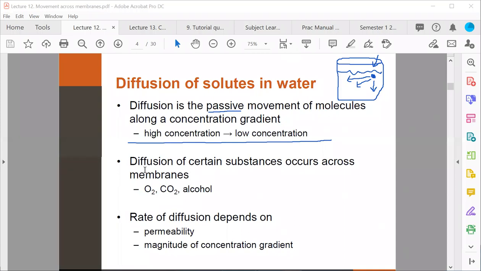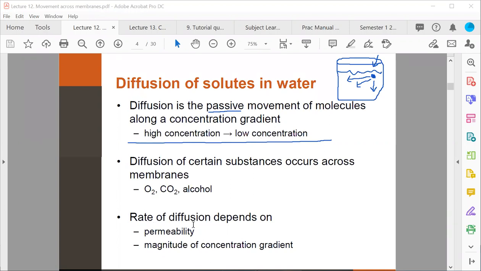All right, so that brings us to diffusion of substances across membranes. Some substances can diffuse directly through the plasma membrane, through any membrane. They don't need any transport proteins. They can just move straight through the lipid bilayer. Here are some examples: oxygen, carbon dioxide, alcohol. These are all substances that can move directly across the membrane. But remember, they always move down the concentration gradient, from high to low concentration.